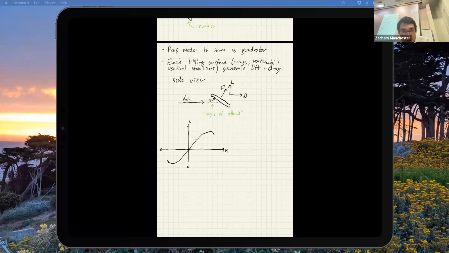And this linear regime, say here-ish, is typically where we like our airplanes to live. We don't like going outside of this linear regime. And usually for most airfoils, this is roughly plus or minus 10 degrees.